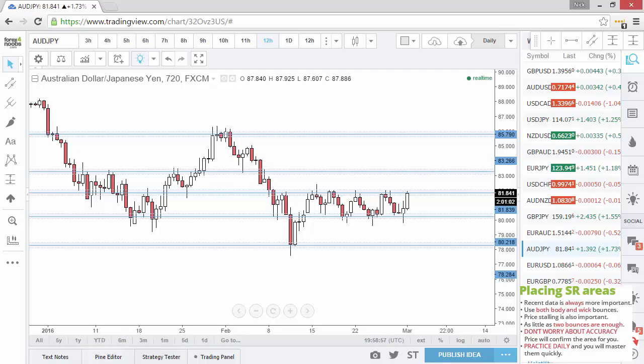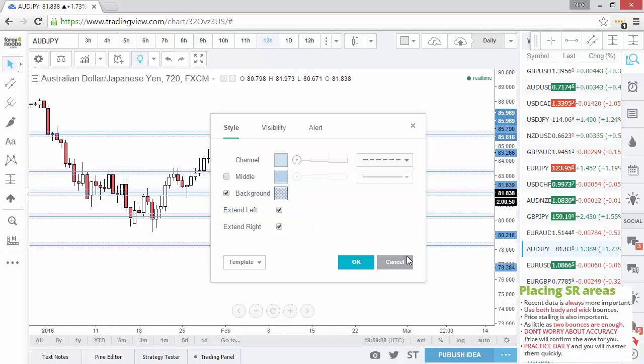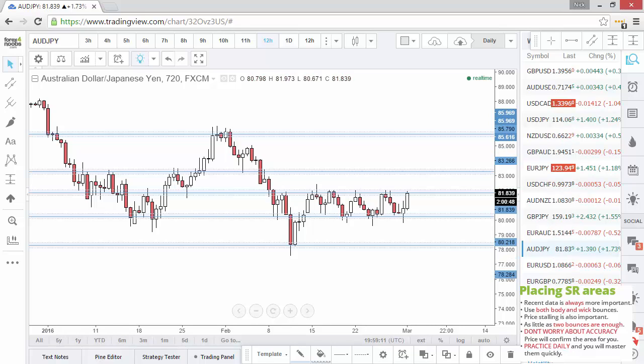You can set alerts on MT4, but you can't set alerts on top of an area because areas don't exist on MT4. It's a different type of alert. It's comparable, but it's different.